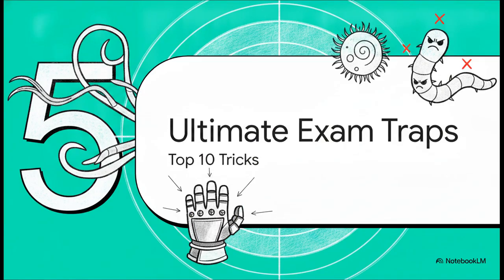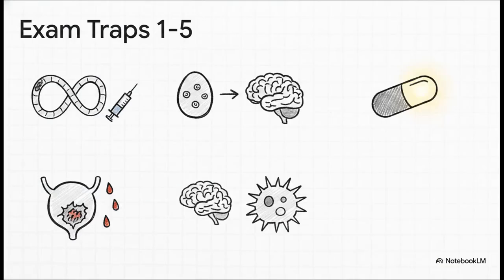Section 5. The Ultimate Exam Traps. Welcome to the final boss. This is a rapid-fire gauntlet of the top examiner tricks you must recall under pressure. Trap 1. Strongyloides auto-infects. You must check serology before giving steroids. Trap 2. Eating T. solium ova causes severe CNS cysticercosis, not just a mild tapeworm.